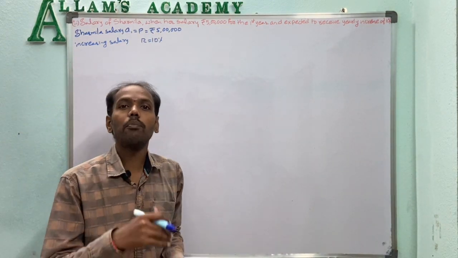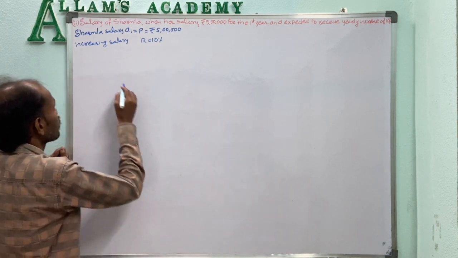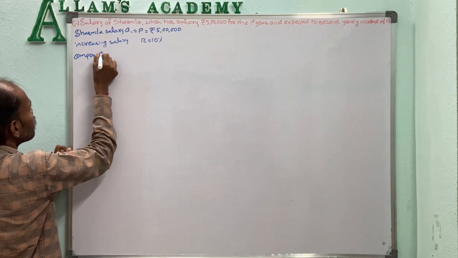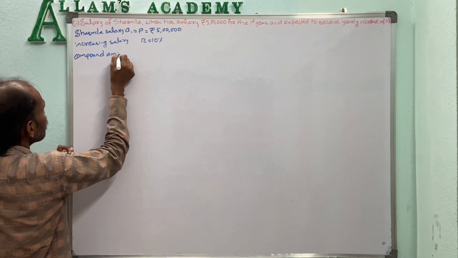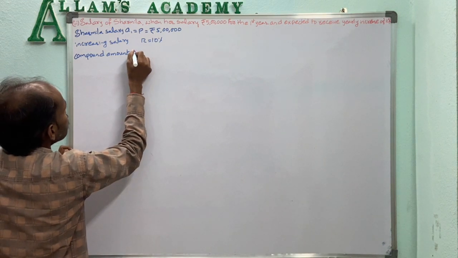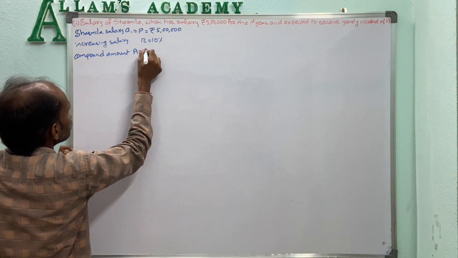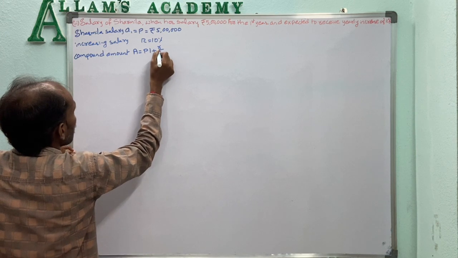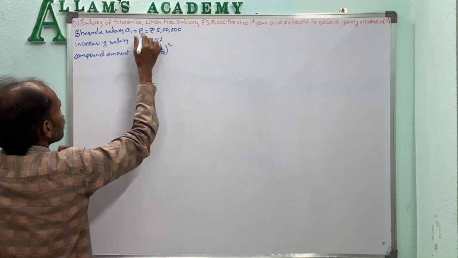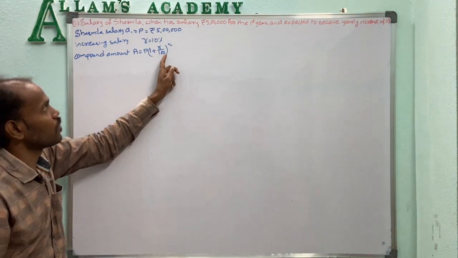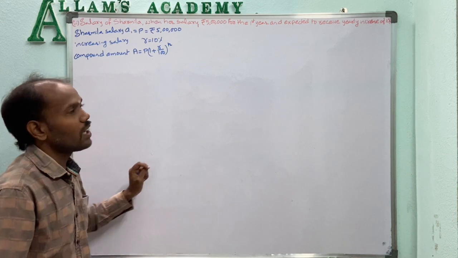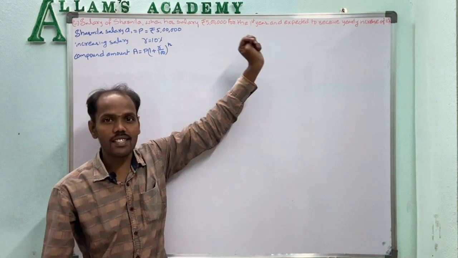Here we have to find the compound amount from the principal. So the compound amount A is equal to P into 1 plus R by 100 whole power n. So here n is nothing but the number of times, that is, years.